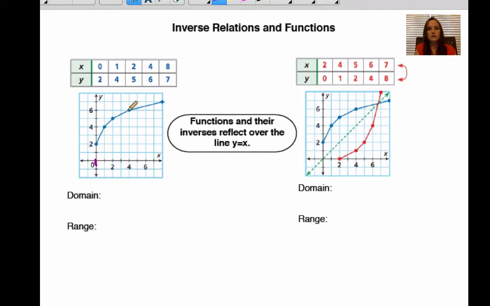And the point that is farthest to the right is right here. And if I mark it on my x-axis, that's right there. So because these points are connected, the values that you can use for x are all of these in between 0 and 8. So down here for domain, I'm going to write x is between 0 and 8.